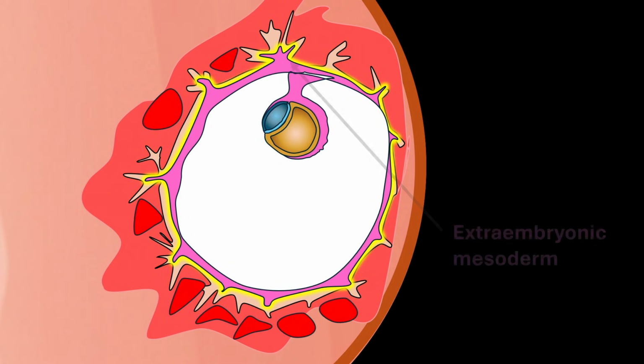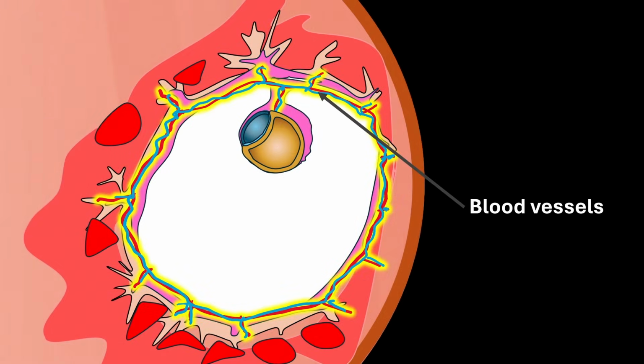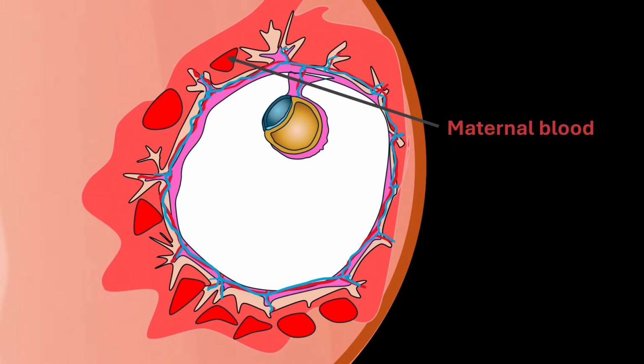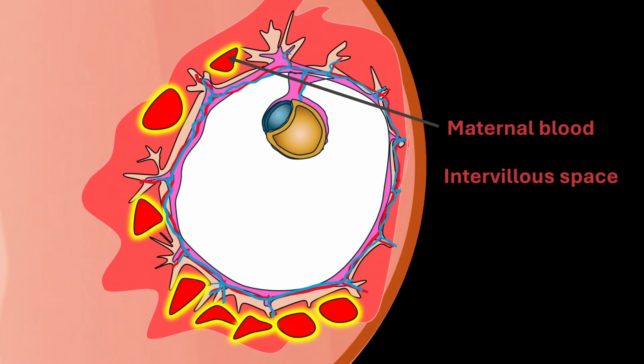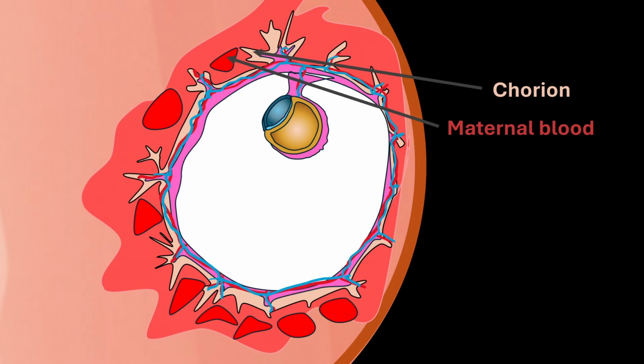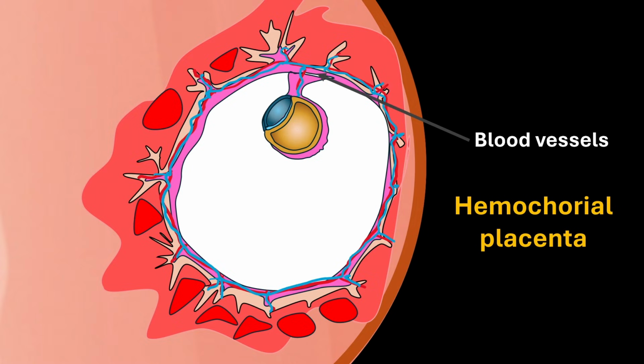The extraembryonic mesoderm present within the chorionic villi later differentiates into the blood vessels. Around these villi, pools of maternal blood appear, which is known as intervillar spaces. Since maternal blood comes in direct contact with the chorion, this type of placenta is called hemochorial placenta. These blood vessels carry blood to and from the embryo, establishing the effective maternal fetal exchange.